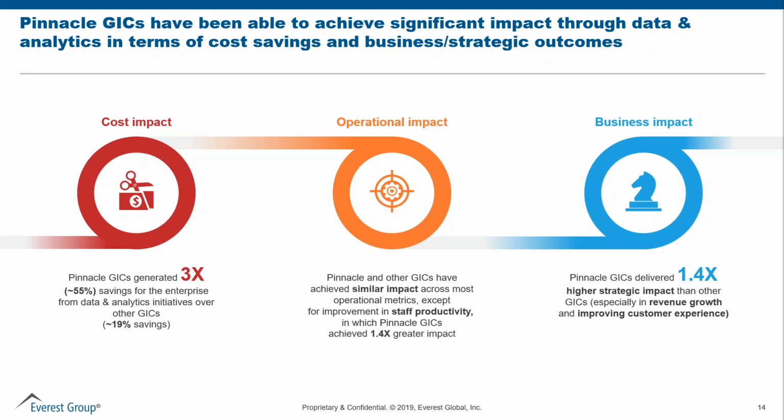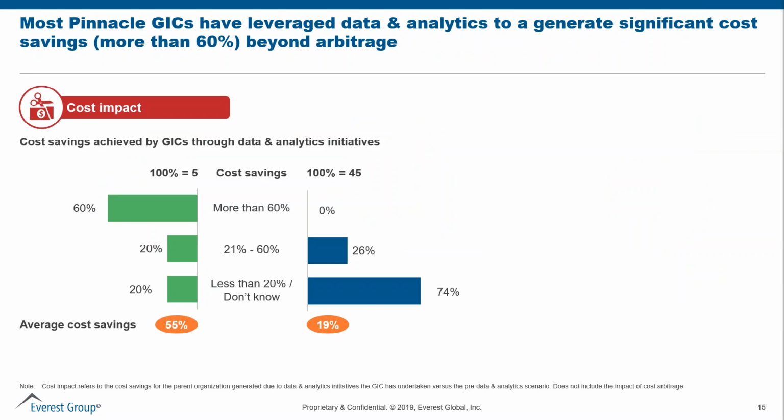And as we move along, we'll talk through examples of what the Pinnacle GICs have done to enable greater staff productivity. On business impact, especially in the areas of enabling revenue growth and improving customer experience, which is what the whole question just said, Pinnacle GICs have achieved 1.4 times higher strategic impact. Let's move on and talk a little bit about each of these types of impact.